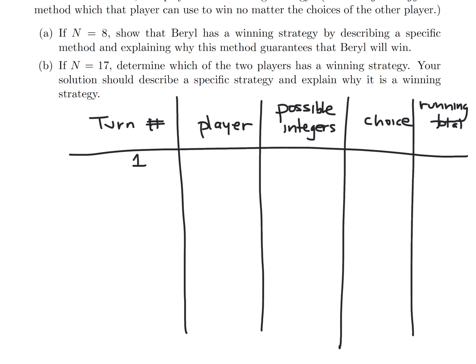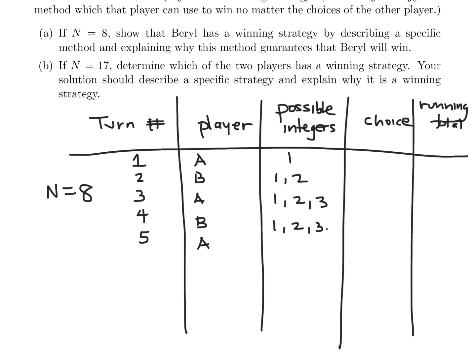So 1, 2, I don't know how many turns, but let's just say so far let's go to 5 turns. Now A, B, right? Alphonse, Beryl, and so on. So possible integers 1, 1, 2, 1, 2, 3, 1, 2, 3, 4, 1, 2, 3, 4, 5. Okay. So let's talk about this.